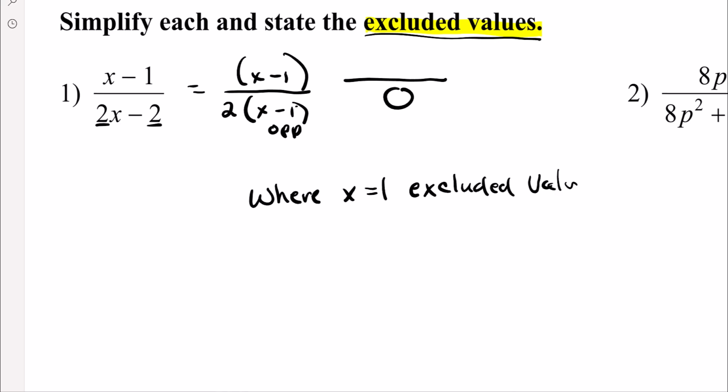Now, to simplify, notice those two cancel each other out. And when they do, the simplified answer is 1/2, where you would say x cannot equal positive 1 because it's an excluded value.